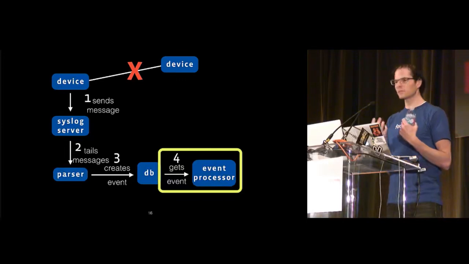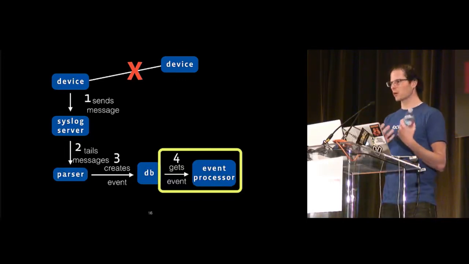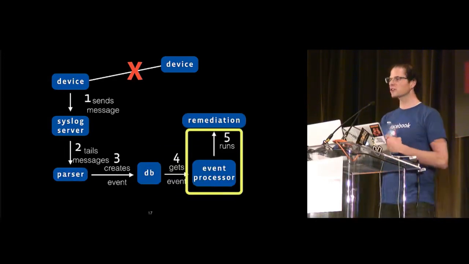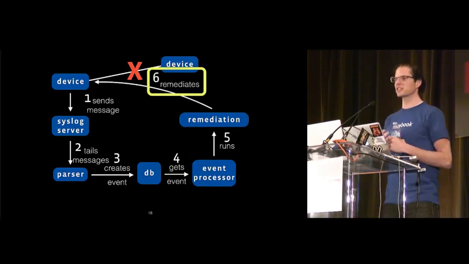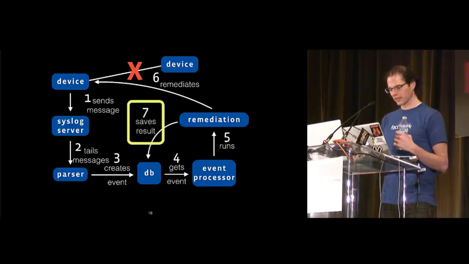And events here are more generically your faults or any kind of issue that you might have parsed. And then it tries to locate remediations to run against those, to do things such as shutting down a bad link, or something as complicated as redirecting traffic around a faulty device. And finally, saving the result.